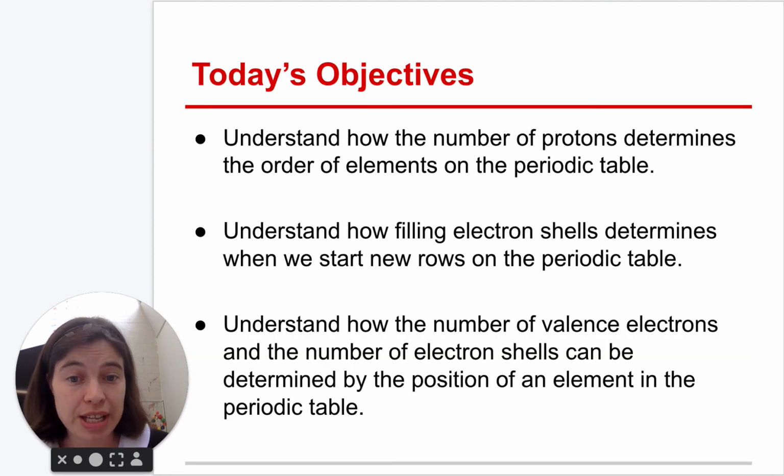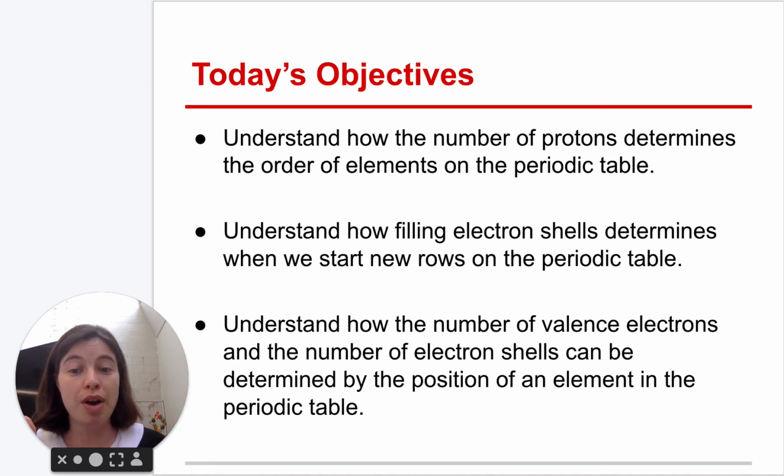So to review what we've done so far, we've talked about how the number of protons determines the order that elements appear in going left to right on the periodic table. We've talked about how every time you fill an electron shell, we're moving to a new row of the periodic table, and that as a consequence of that, properties tend to run in columns with the number of valence electrons. So things in column 1A have one valence electron, things in column 2A have two valence electrons, and so on and so forth.